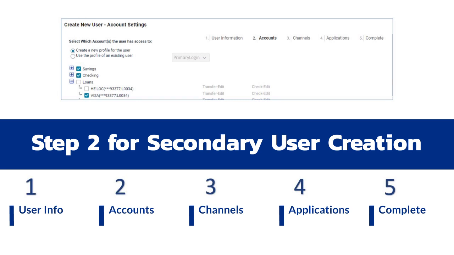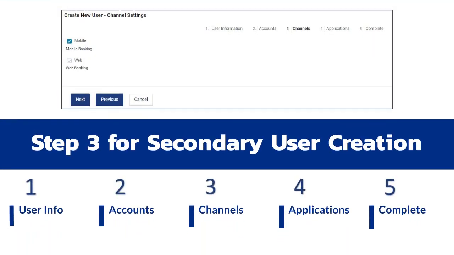The primary member can choose to use the profile of an existing user when creating multiple secondary users. However, the primary profile is not recommended for people who are not joint owners, because this will give them full access to all accounts. Step 3 is where the primary owner decides if the secondary user should have access to mobile banking. Web banking is a default option and cannot be removed.